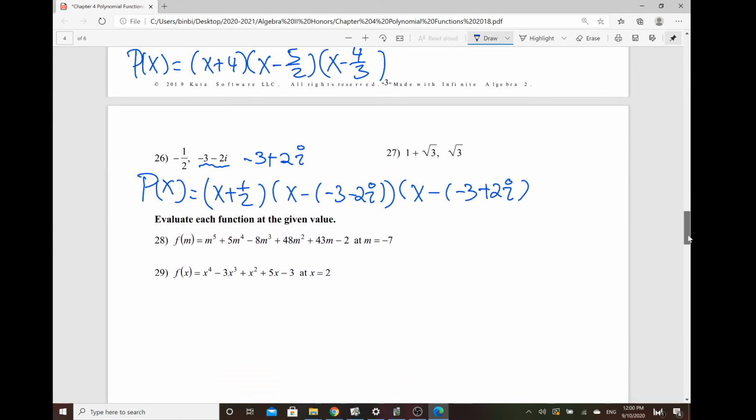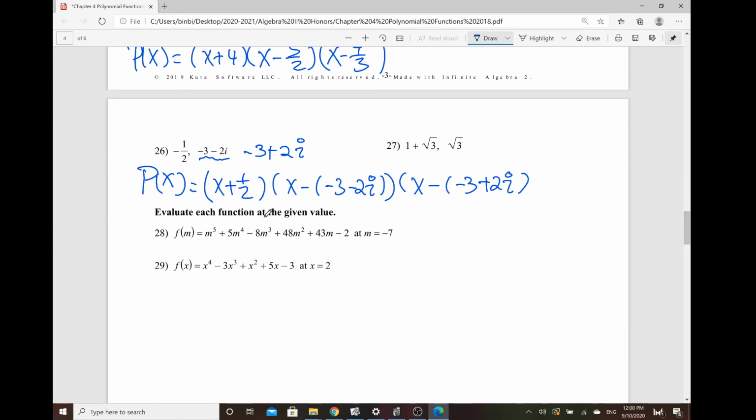So for 28, evaluate each function with the given value. A lot of people might be thinking that 28 is just f of -7, so we just need to plug in -7 to the whole equation. You can do it that way, but it's going to be a little bit tedious because there are so many powers and terms involved. So what we can do is use the remainder theorem to solve the problem.